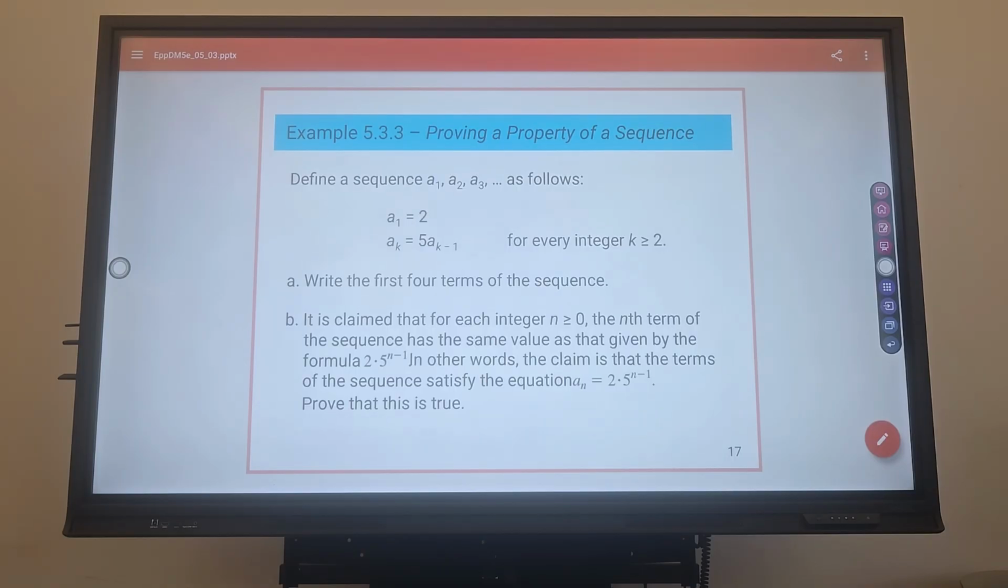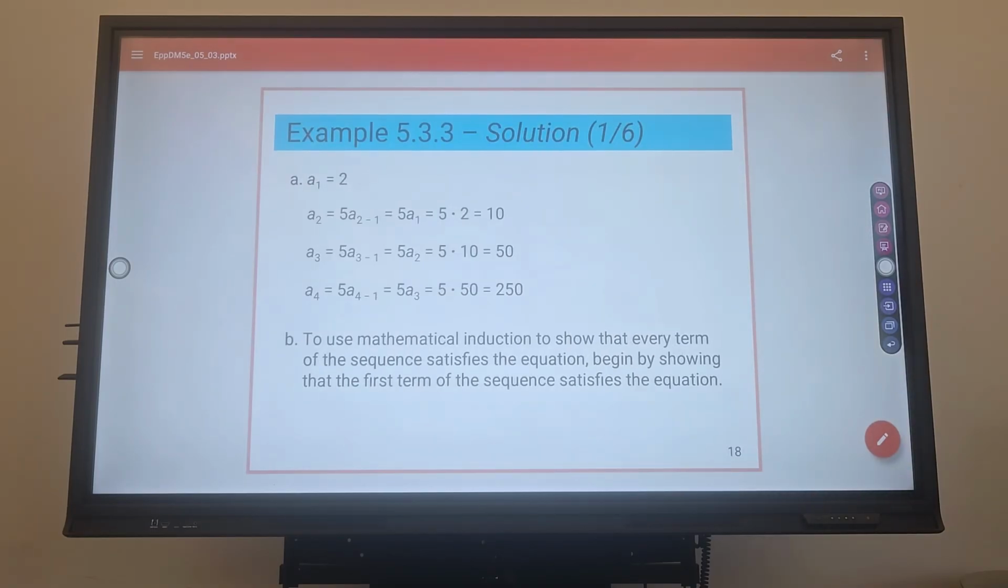It is claimed that for each integer n greater than or equal to 0, the nth term of the sequence has the same values as that given by the formula 2 times 5^n. In other words, the claim is that the terms of the sequence satisfy the equation a sub n equals 2 times 5^n. Is that true? Well, the first few terms are 2, 10, 50, 250.